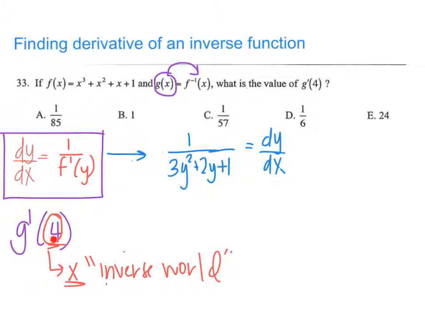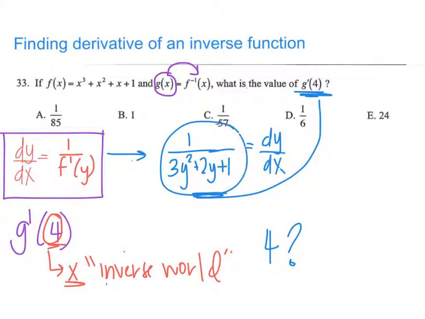So 4 is an x value in inverse world, all right? We need to find g prime of 4, but we need to plug in a y value. So who is 4's y value? How do we figure that out? Even though we're looking for g prime of 4, we don't have anywhere to put 4. There's nowhere to put him. He's an x in inverse world, and this is the derivative of the inverse. So when I go to plug the x value of 4 in, I've got nowhere to put him. So who should we be plugging in? Let's figure that out now.